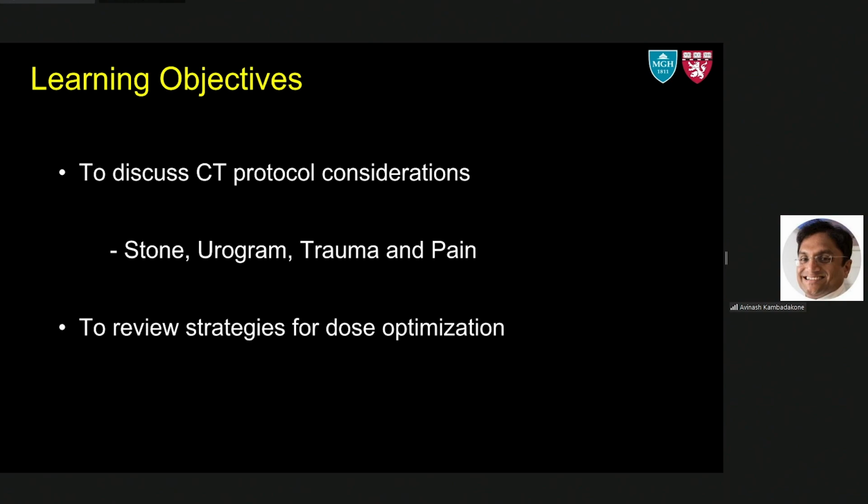So what I plan to do in the next 20 minutes or so is to discuss what one needs to think of when optimizing protocols of the abdomen from a mostly clinical perspective, focusing on protocols for stone protocol, CT urogram, trauma, and pain. I'll also discuss some strategies for radiation dose reduction and how the dose can be optimized.